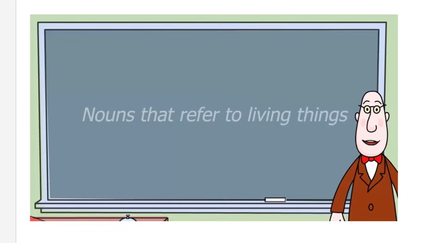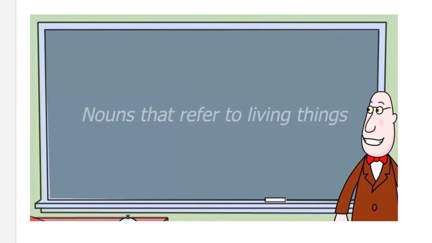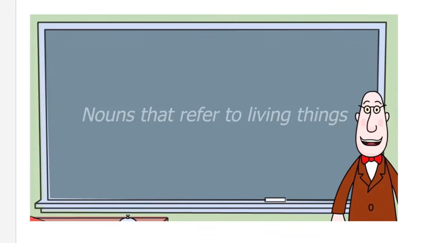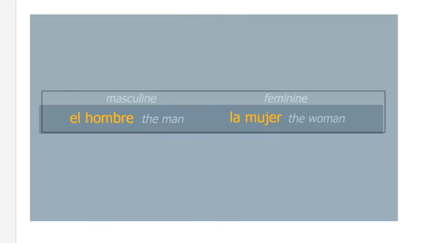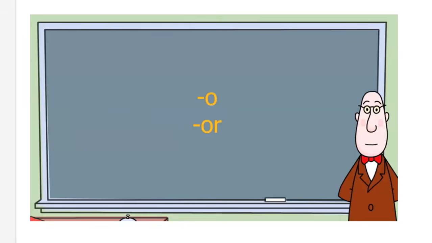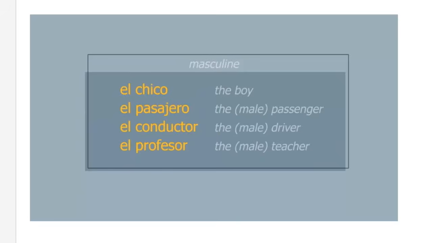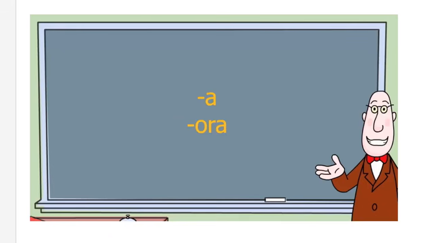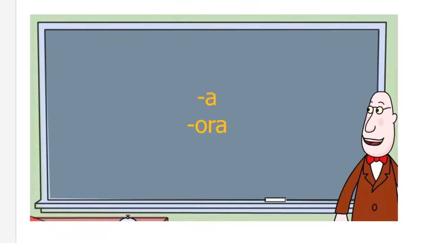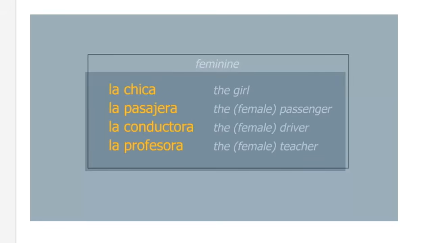In general, nouns that refer to males are masculine, while those that refer to females are feminine. El hombre, la mujer. Many nouns that refer to males end in O or OR. El chico, el pasajero, el conductor, el profesor. The feminine forms of these words end in A or ORA. La chica, la pasajera, la conductora, la profesora.